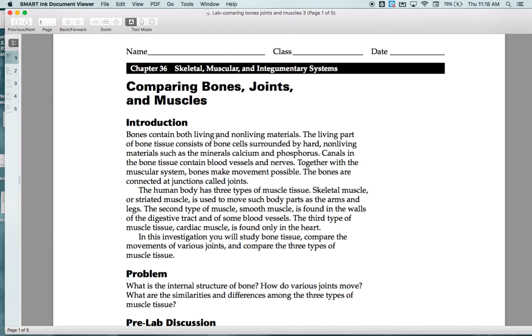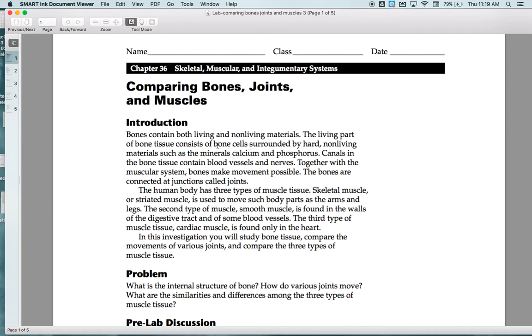The bones themselves are alive. They grow with you, they heal and repair when damaged. The living part of the bone that actually makes that possible is literally bone cells. So they have cytoplasm and a nucleus. They need nutrients and oxygen to be alive, just like every other living cell.